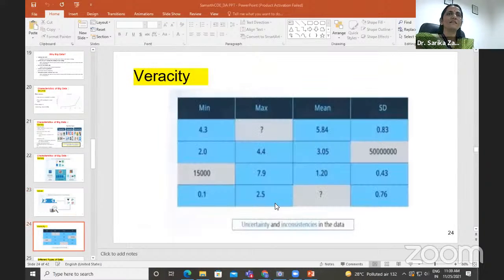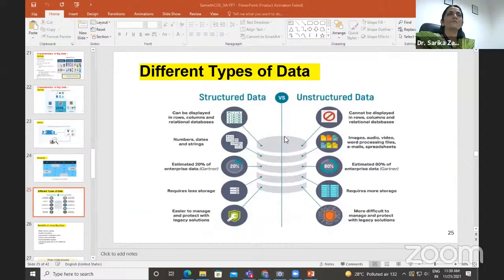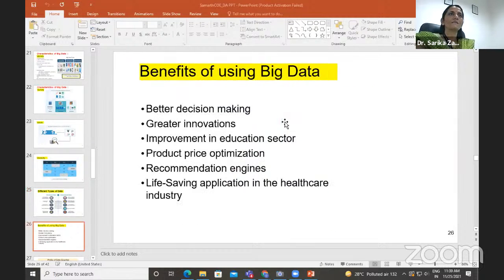Then veracity. That is nothing but the inconsistency. Removing whatever inconsistency is there is also very important. That is nothing but cleaning. What we have discussed is the cleaning, or removing the inconsistencies, from this data. The different types of data we have already seen, so you can go through these slides.